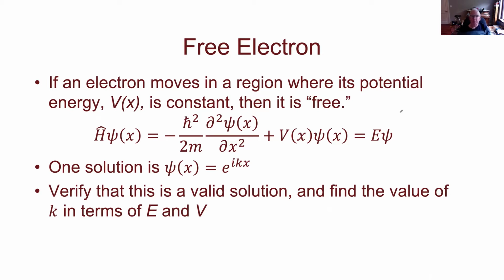First up, we're going to verify that that's a solution. Then we're going to solve for what K would be in terms of E, the energy, and V, the potential energy. To verify that it's a valid solution, all we really have to do is take our proposed wave function, e to the i kx, insert it into the Schrodinger equation, and make sure that what we get back is some constant or collection of constants times the original wave function psi. So let's do that.